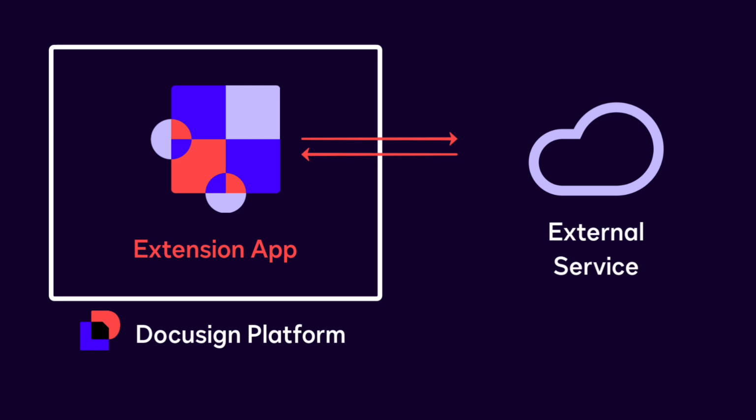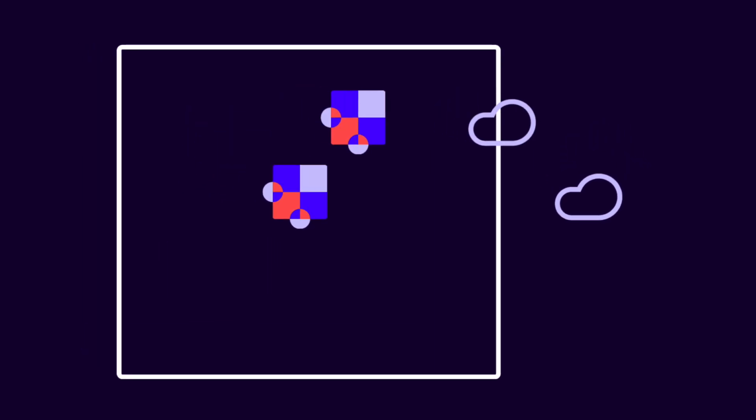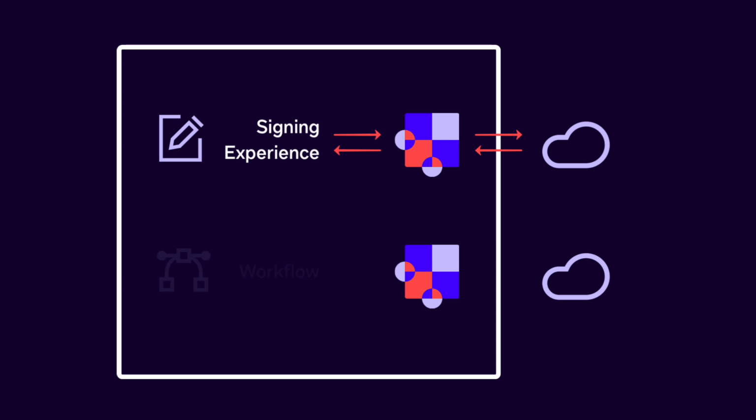Extension apps enable you to add external functionality to the DocuSign platform and publish your solutions in the DocuSign App Center. By building and publishing an extension app, you give all customers, or just customers you specify, easy, automated ways to enhance their DocuSign experience.